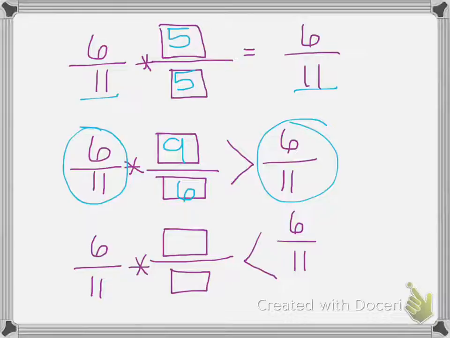And the last one says 6/11 times blank is less than 6/11. So if I want my product here to be less than 6/11, I have to multiply it by a fraction less than 1. So any fraction where my numerator is less than my denominator. However, you can have numerous different answers that would work, not necessarily the 3 that I gave you.